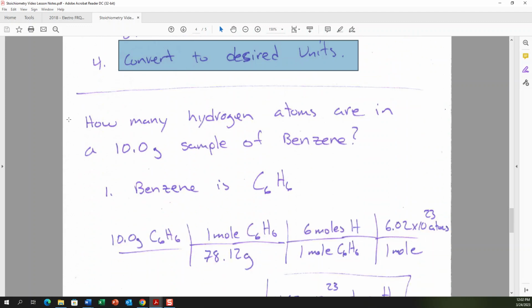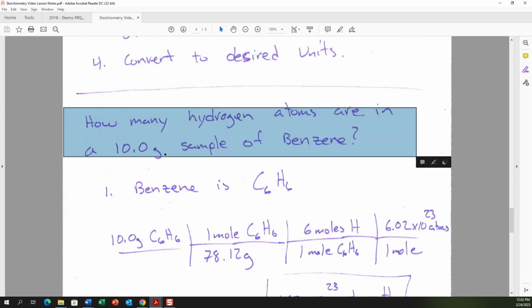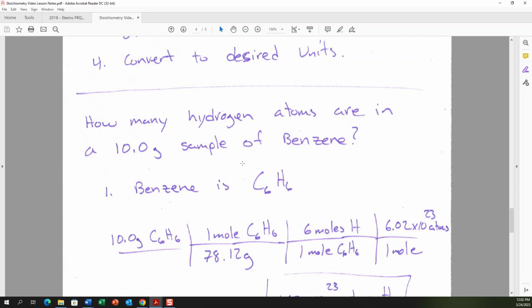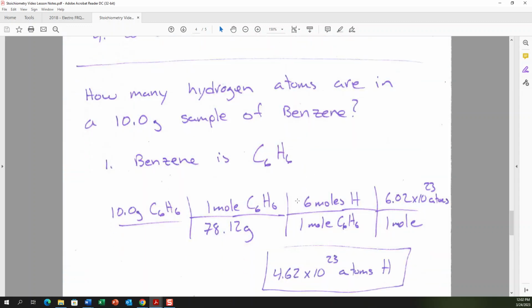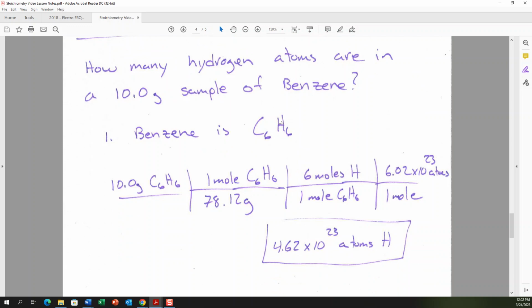So let's try this one. How many hydrogen atoms are in a 10-gram sample of benzene? So this would be composition stoic because our recipe is the chemical formula of benzene, C6H6. And so what I have to know from this is for every 1 mole of benzene, there's 6 moles of H, 6 moles of hydrogen. Okay? And so that's going to be my stoichiometric ratio. All right? So step 1, know the recipe.